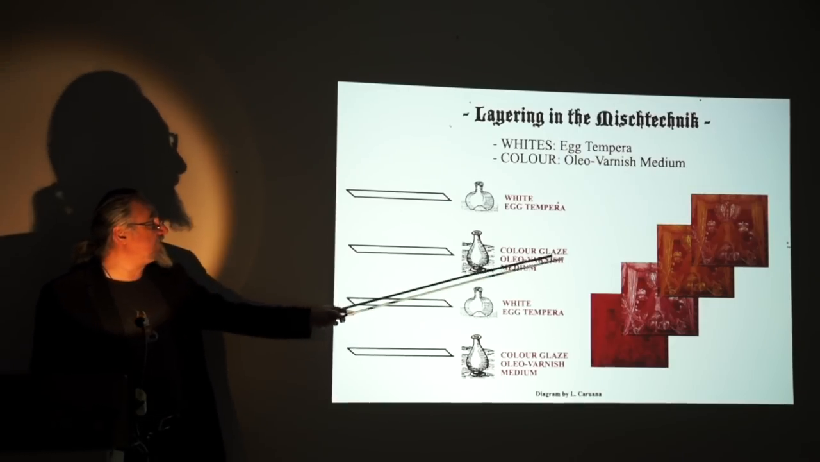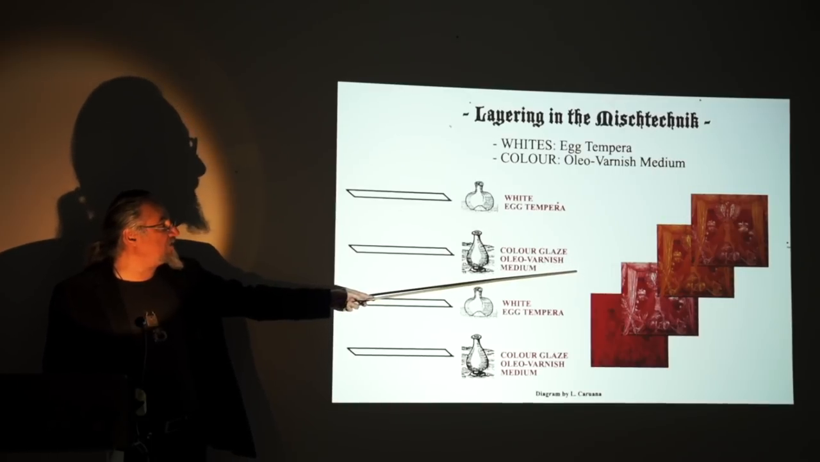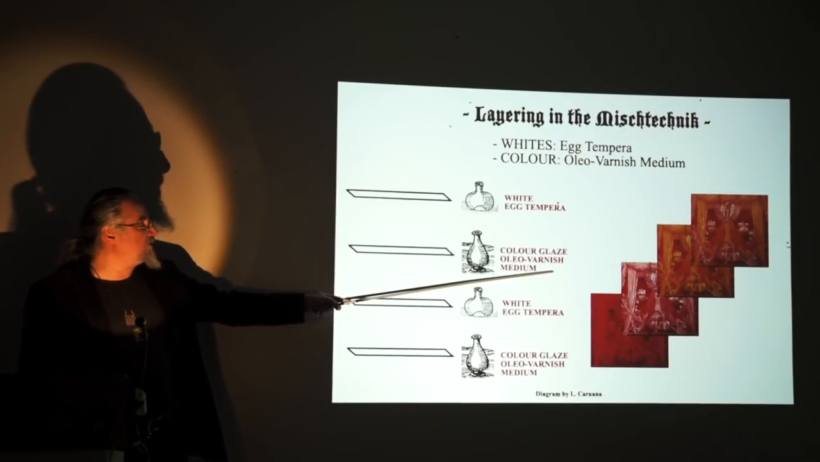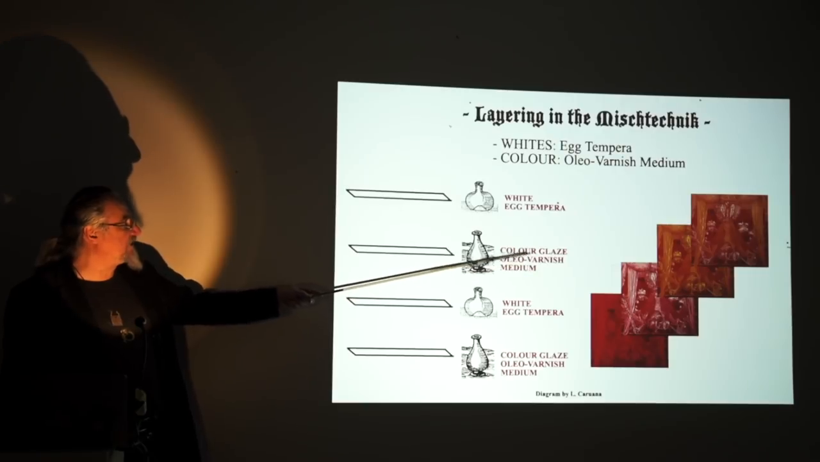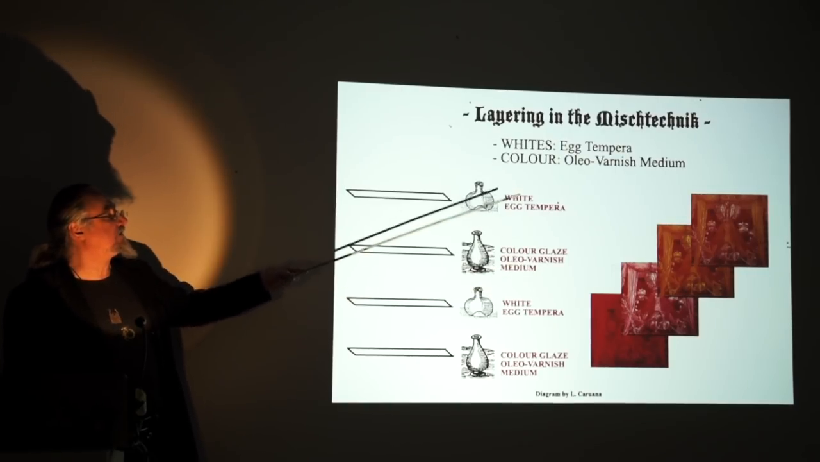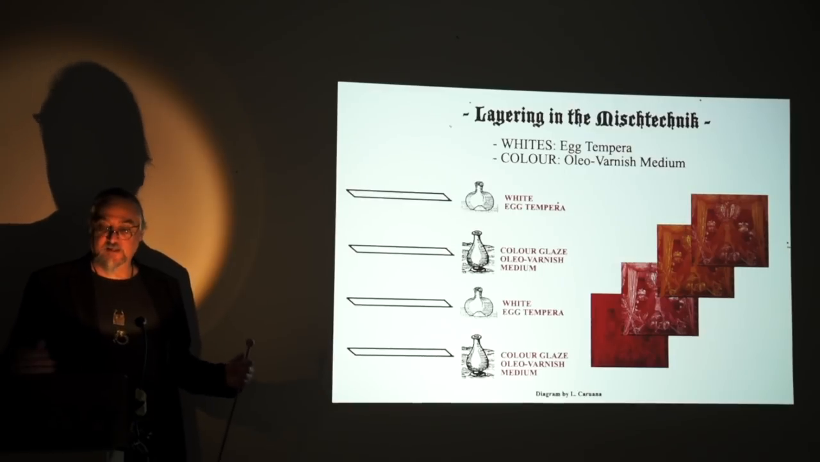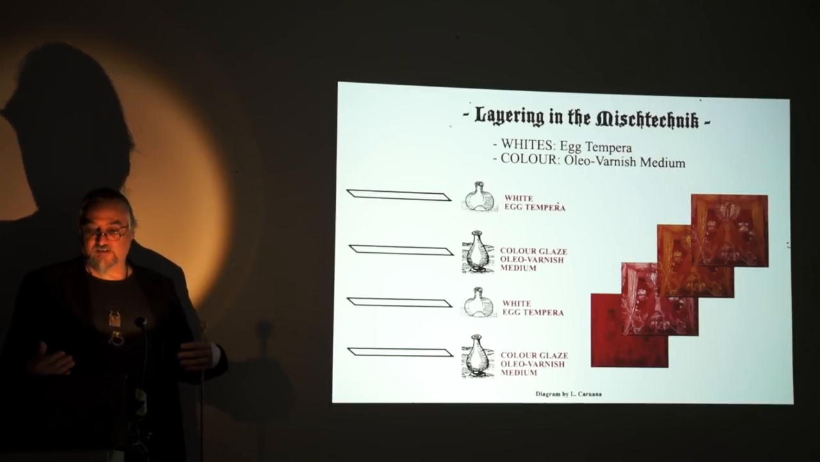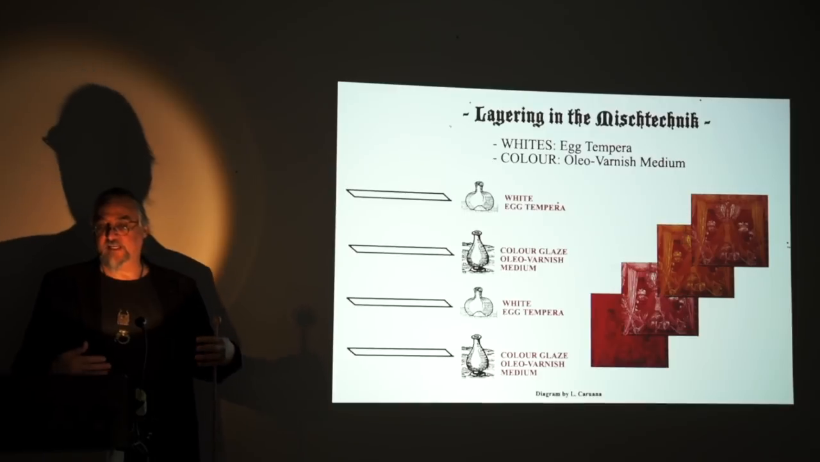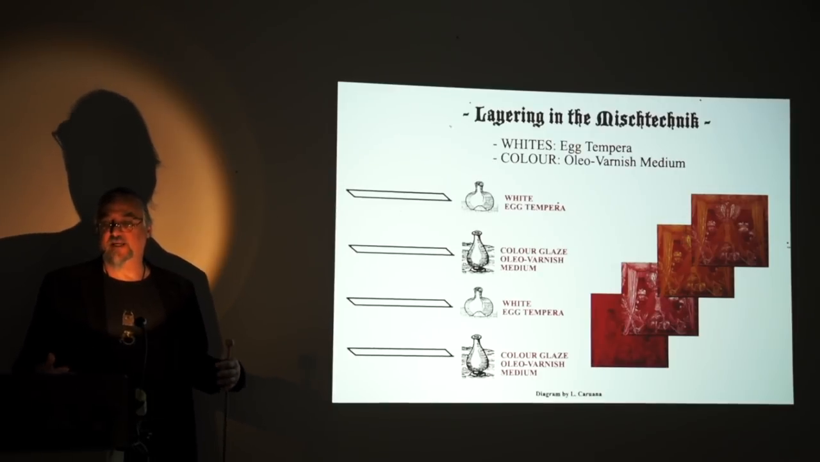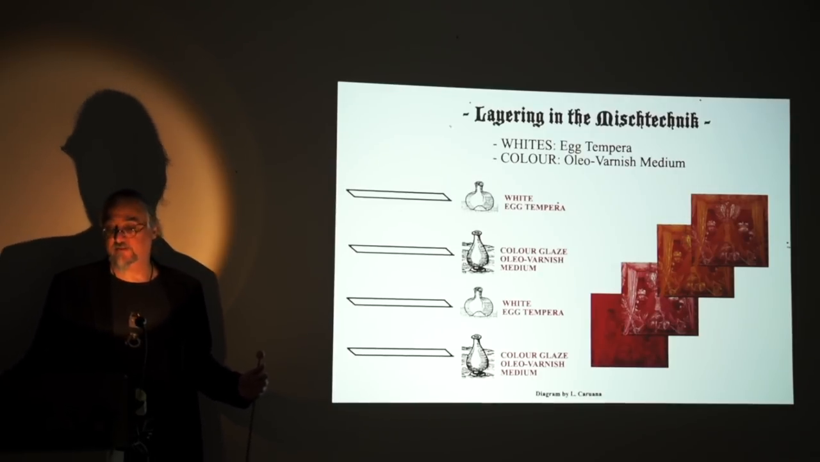Then you glaze over those volumes with your color. You use an oleo varnish medium to glaze over, and you can begin again with the egg tempera at a higher level, glaze again. And so it's this process of developing the painting in layers. It's a layered painting process as opposed to, say, direct painting.